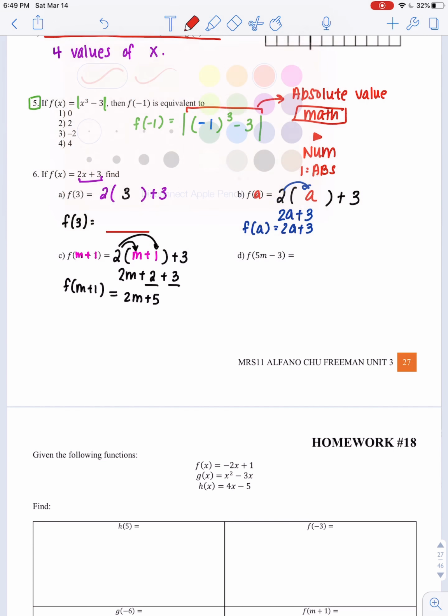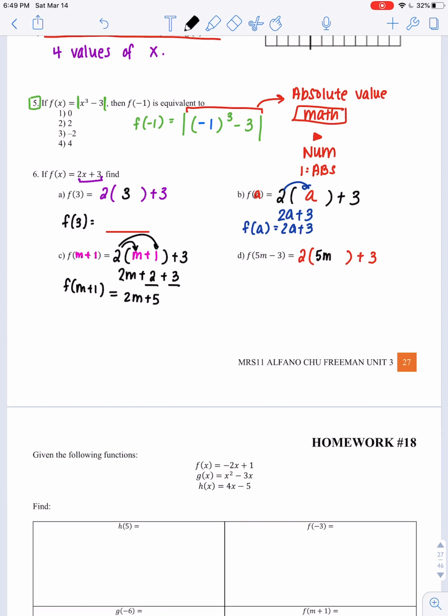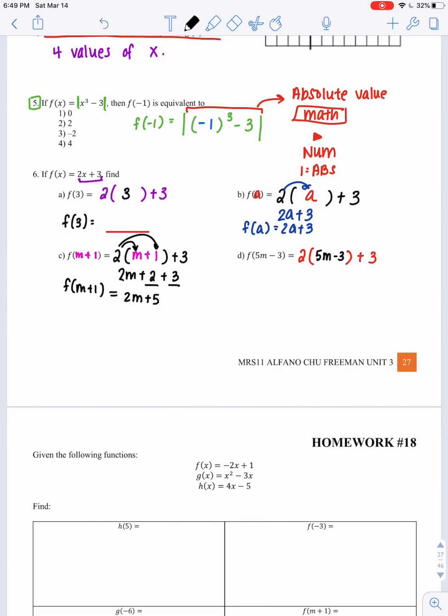If you needed help with these, go ahead and try D by yourself before we go over it. You can pause the video. Otherwise, I'm going to keep going. So I'm going to copy this over. Instead of x, I'm replacing with parentheses plus 3. And we are plugging in 5m minus 3. We're going to go ahead and distribute.